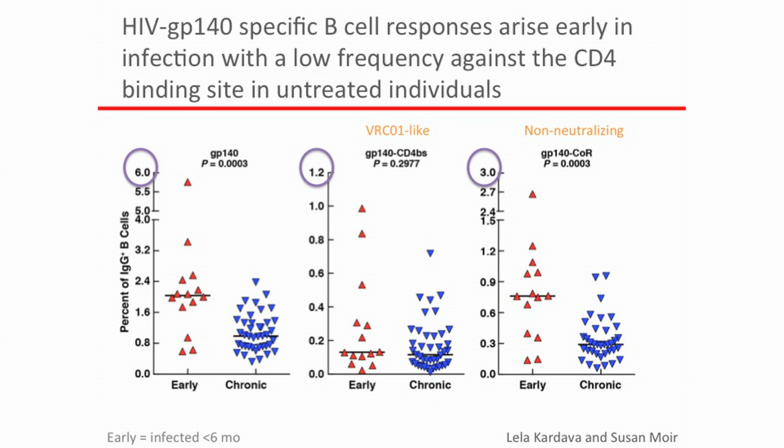And what she found by looking in untreated individuals was that there was a very high rate initially of B cells that were specific for GP140, which dropped off towards the chronic stage. There was quite high frequency of non-neutralizing antibodies in the early stage, which also dropped off towards the chronic. However, there wasn't a fabulous recognition of the CD4 binding site.